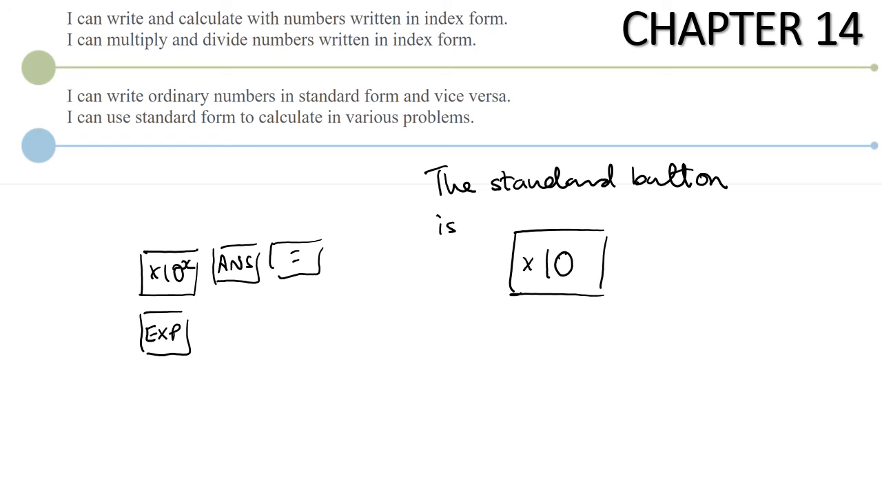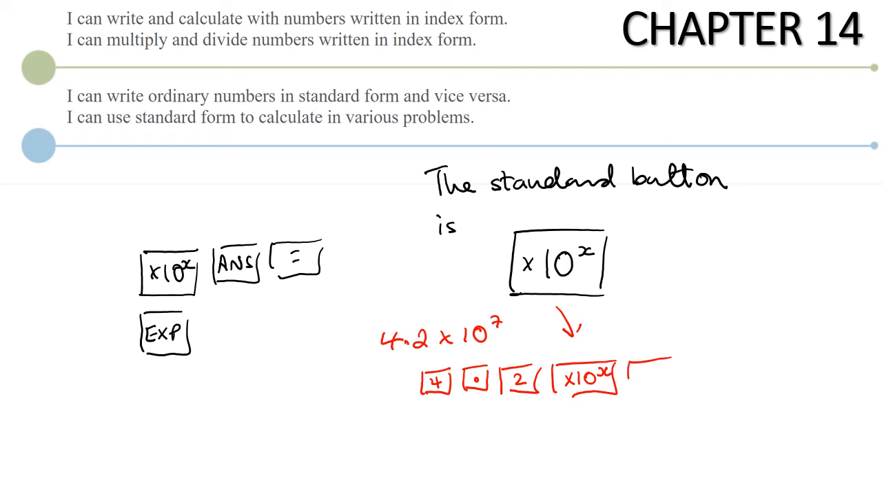Most calculators now have a button like this. Now what we do, this will put in the middle part of the standard form for us. So if I wanted to type in 4.2 times 10 to the power of 7, what I'd actually type in on a calculator is 4, then point, then 2. Then I don't need to do times or anything like that. I now press this button here, times 10 to the power of X. Then I type in the power. So I just type in 7 and there it is.